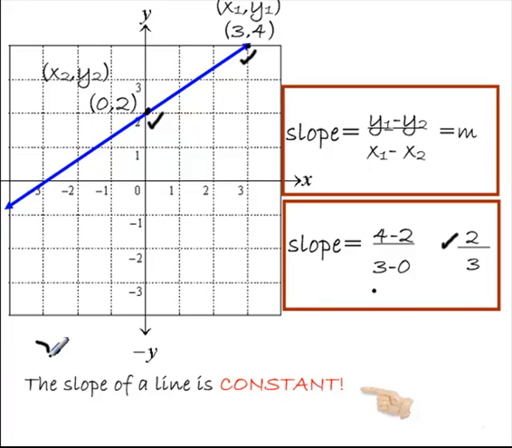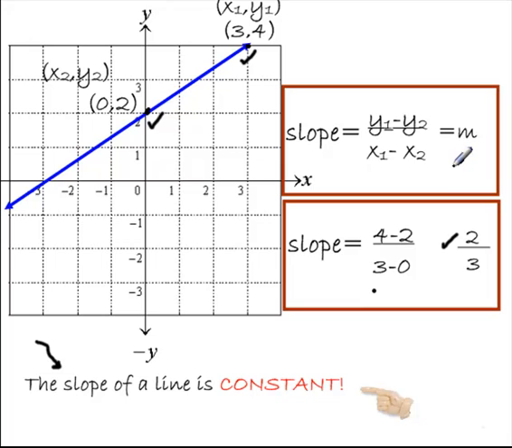At the bottom here, you have an interesting statement, which is a statement that's true all the time for any line. The slope of a line is constant. So even though I selected those 2 points, if I knew of 2 other points on the line, I would wind up with exactly the same answer. The slope would be 2/3.